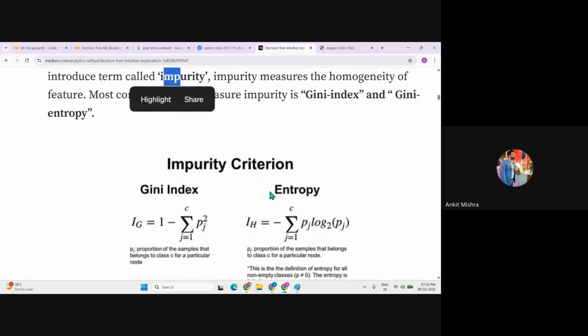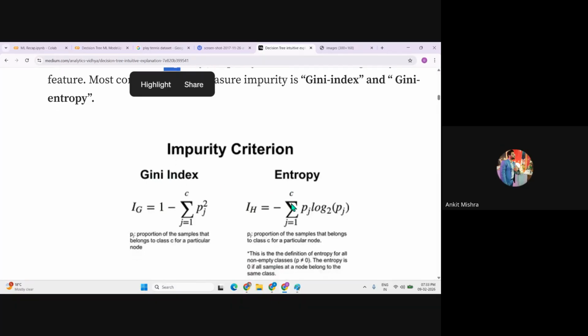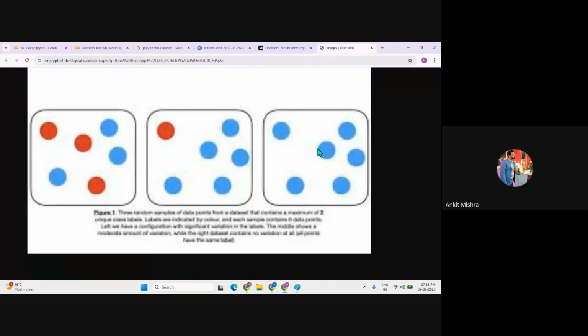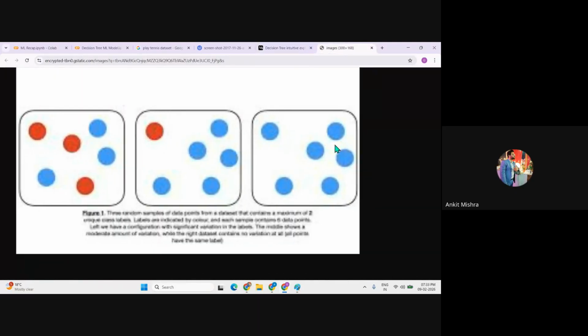We have two different formulas if you want to calculate the impurity, but the popular one is the Gini index. You can also use entropy as well. Entropy is again the randomness in your data set. Right now the entropy of this box is zero, because we are only getting the blue balls, and that makes the entropy zero.